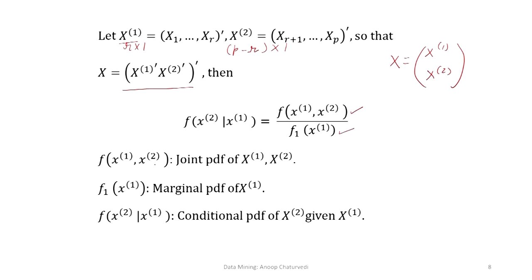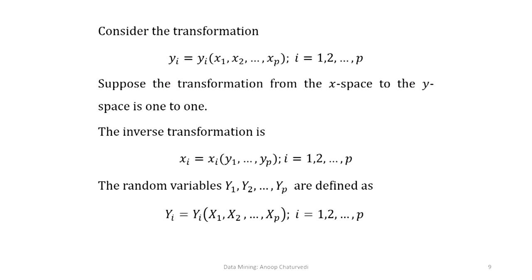So, here f(x1, x2) denotes the joint PDF of x1, x2 and f1(x1) denotes the marginal PDF of x1 and f(x2 given x1) denotes the conditional PDF of x2 given x1. Now, we consider the transformation, say yi equal to yi(x1, x2, ..., xp). So, basically our objective is we have the joint probability density function or the joint CDF of x1, x2, ..., xp and we want to obtain the joint CDF of y1, y2, ..., yp, where y1, ..., yp are defined by using this kind of transformation. Now, suppose the transformation from x space to y space is 1 to 1.